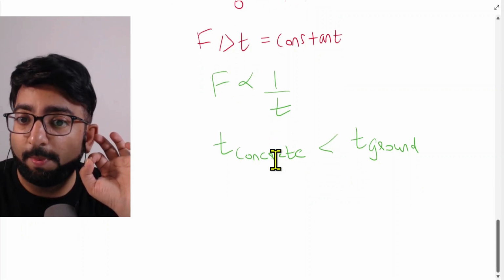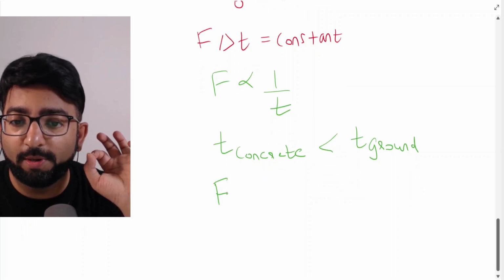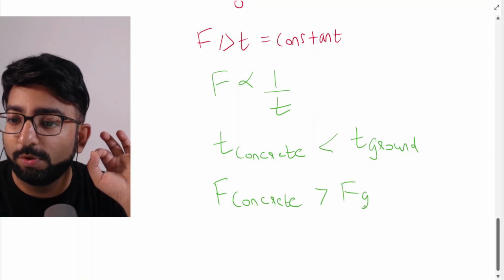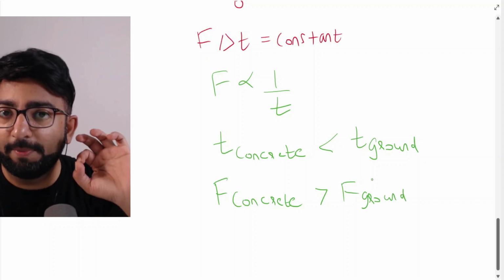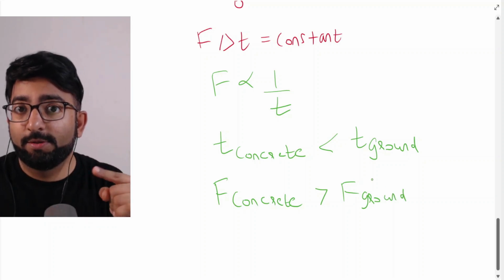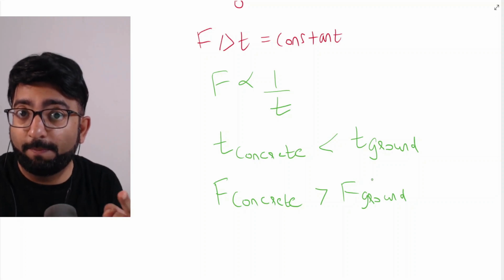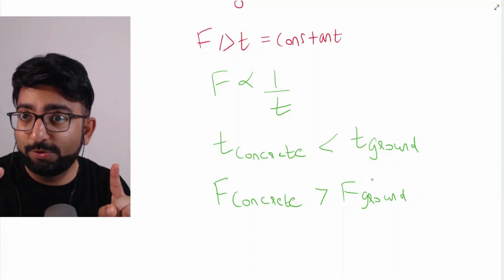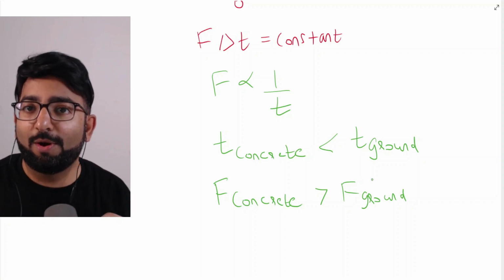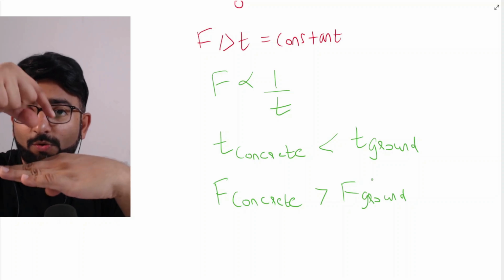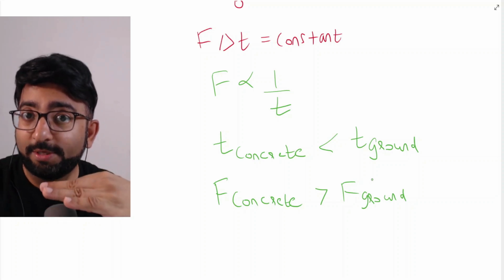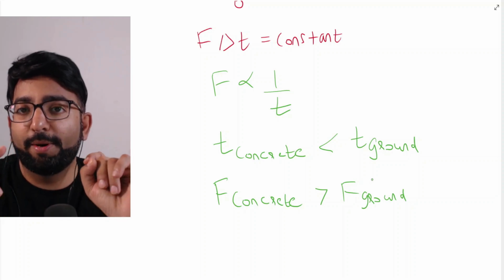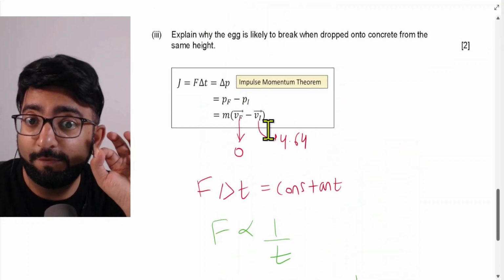Since force is inversely proportional to time, we can now deduce that the force in case of concrete will be greater than the force in case of ground. So let me repeat. According to this deduction, the force which the egg experiences because of concrete will be much larger as compared to the force acting on the egg due to the ground. That is why when an egg hits a concrete surface, because the force is large, it is much more likely to break in case of concrete as compared to the ground. And that's how we solve this question.